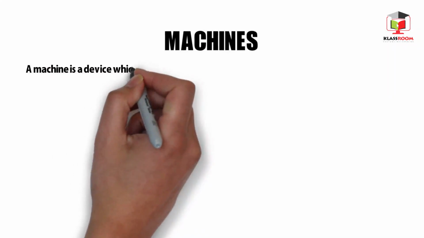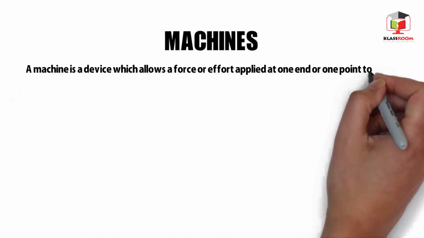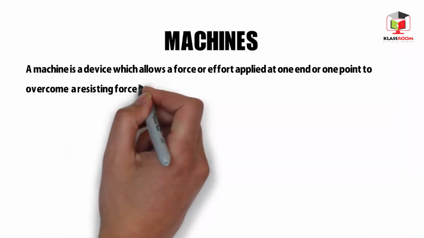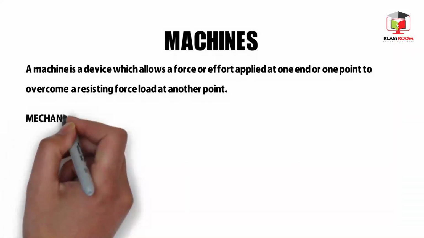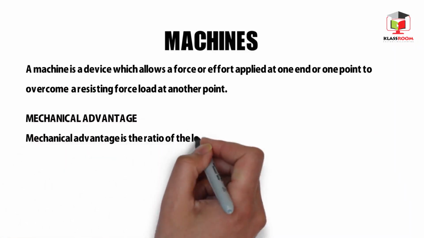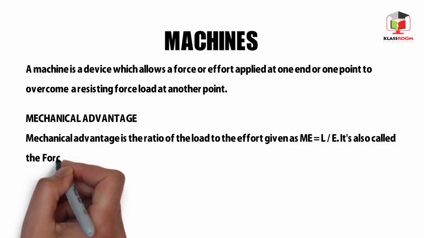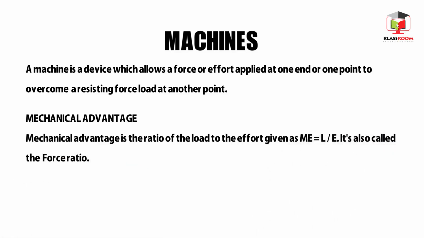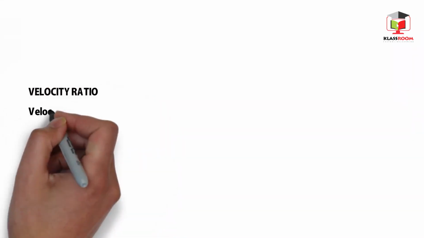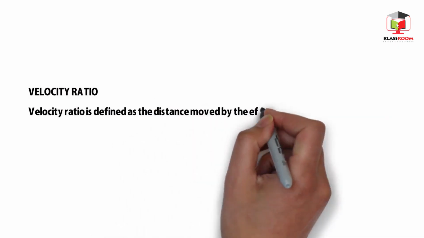Machines. A machine is a device which allows a force or effort applied at one end or one point to overcome a resisting force, the load, at another point. Mechanical advantage. Mechanical advantage is the ratio of the load to the effort, given as MA equals L over E. It's also called the force ratio. Velocity ratio. Velocity ratio is defined as the distance moved by the effort over the distance moved by the load.